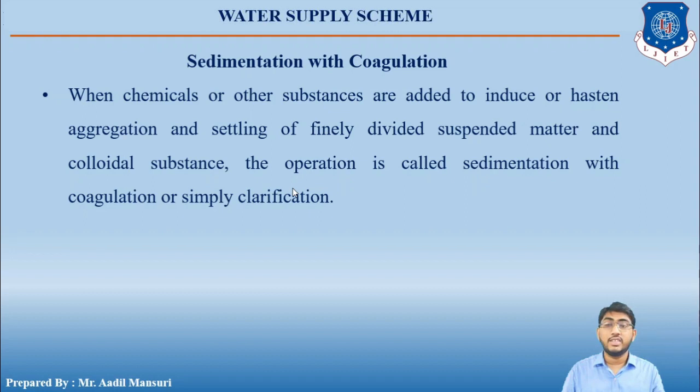Okay, so once again, the suspended particles which are not settling in plain sedimentation will remain in continuous motion, right? So in order to remove those suspended particles, we need to add a certain chemical or other substances in order to gather those particles, to increase their weight and to make them settle at the bottom of the sedimentation tank. So this phenomenon is known as sedimentation with coagulation. Okay, so one of the most famous coagulants is alum.